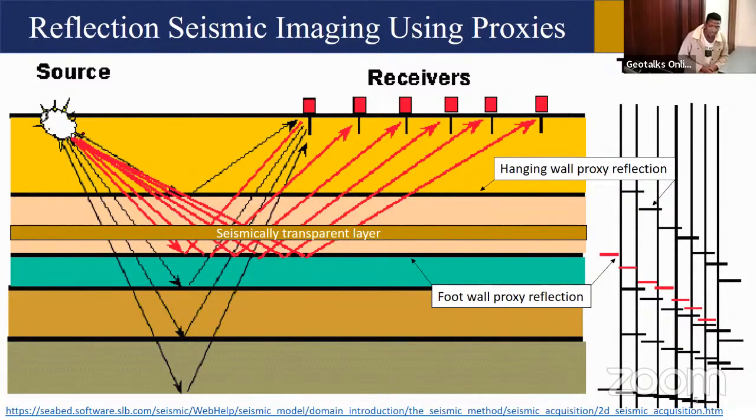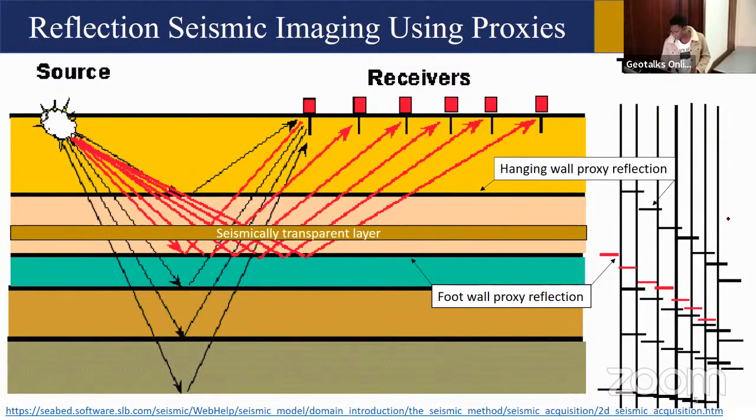Now, it's unfortunate that most target horizons that host mineralization usually have thicknesses that are way below the seismic resolution limit of these data sets. And sometimes they don't necessarily have significant acoustic impedance contrast with the host rock. So in most situations, we constrain the geometry of these seismically transparent layers by imaging the reflections from the hanging wall and the footwall rocks.